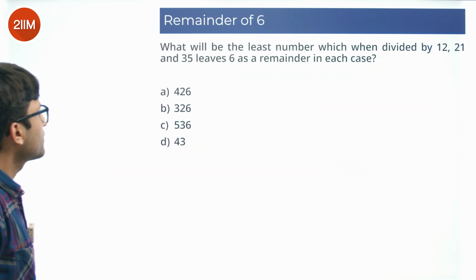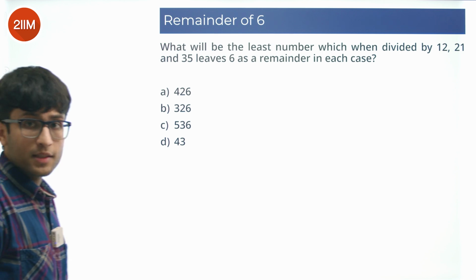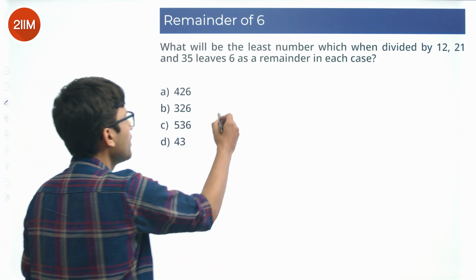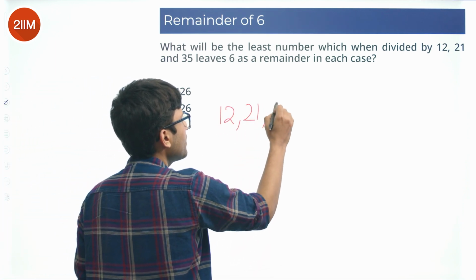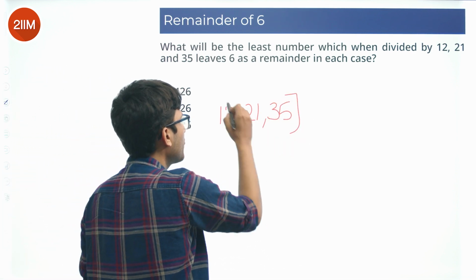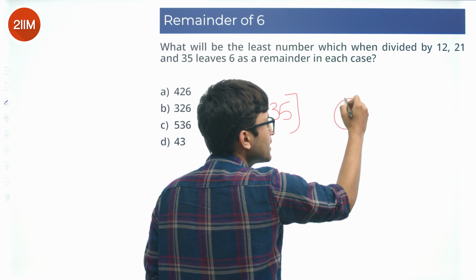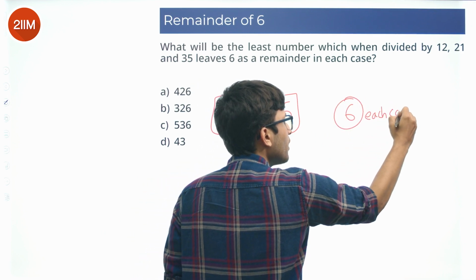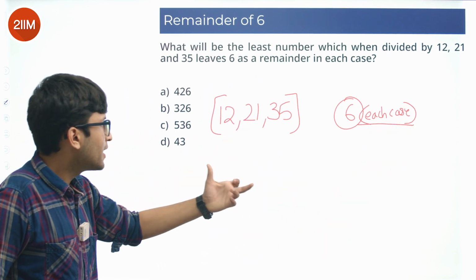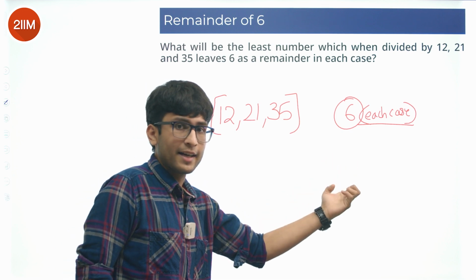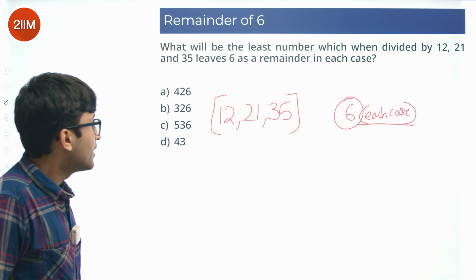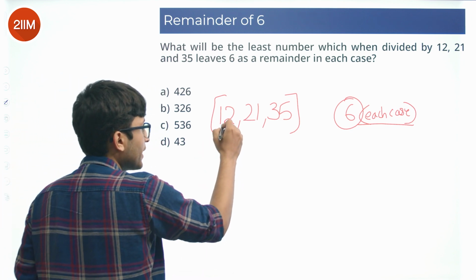Remainder of 6. Okay, what will be the least number which when divided by 12, 21 and 35 leaves a remainder of 6 in each case? Okay, so the basic method is to find out the LCM of these three numbers, and then we can add 6 to that, right? So then we would be getting a remainder of 6 in all the three cases. So first of all, the first step would be to find out the LCM.